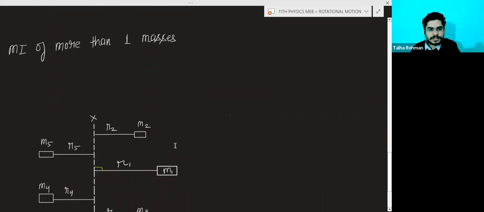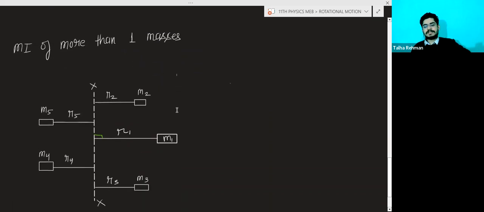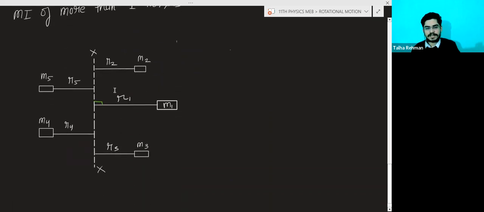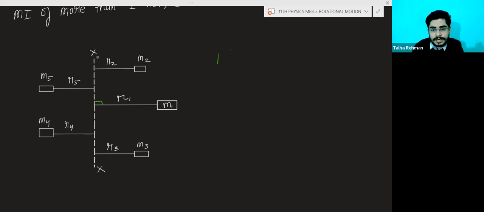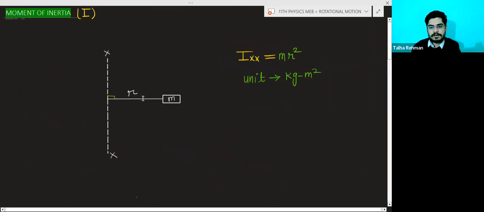If you want to calculate the moment of inertia of more than one mass, if more than one mass is there and the perpendicular distances are given, and this is the axis, and about this axis you want to find the moment of inertia, then it will be m1 r1 square plus m2 r2 square plus m3 r3 square. And remember, this moment of inertia is a scalar quantity.